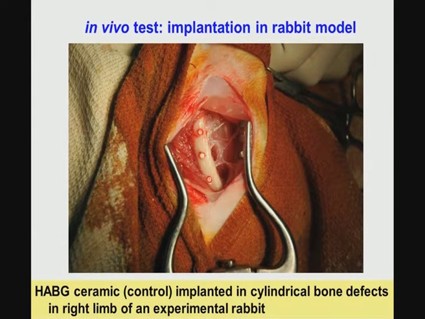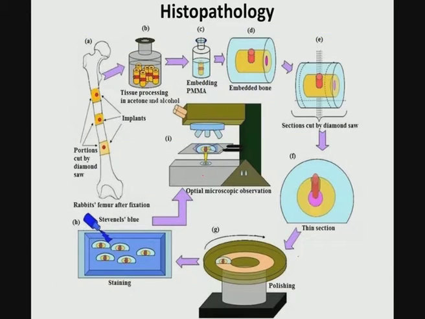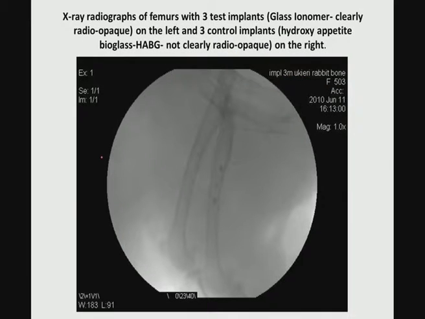So, this is what you can see, another view, that hydroxyapatite bioglass material which is used as control implant is closely fitted into the femoral defect cavity. And in this femoral defect, after all this test implantation is done, the animal is sacrificed, then you take that explant and take small tissue samples. Then you can do further processing like tissue processing, embedding the bone, then sections cut by the diamond saw, then you make thin sections, polish them lightly, then stain them with Stevenel's blue staining, and then do fluorescence microscope and optical microscope observation.